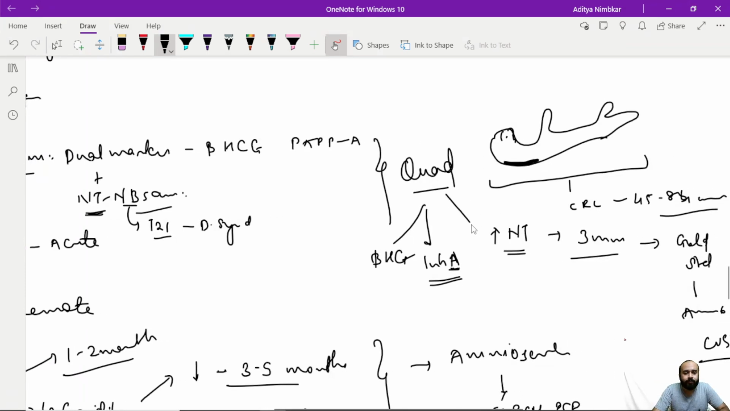Apart from that, you will also be checking for alpha fetoprotein and unconjugated estriol. Now, beta HCG is going to be increased in a fetus with Down syndrome. Alpha fetoprotein is equivalent to what albumin does in adults. So if alpha fetoprotein reduces, it is indicative of some abnormality. If it increases, then it is equivalent to there being some leak in the body of the fetus.